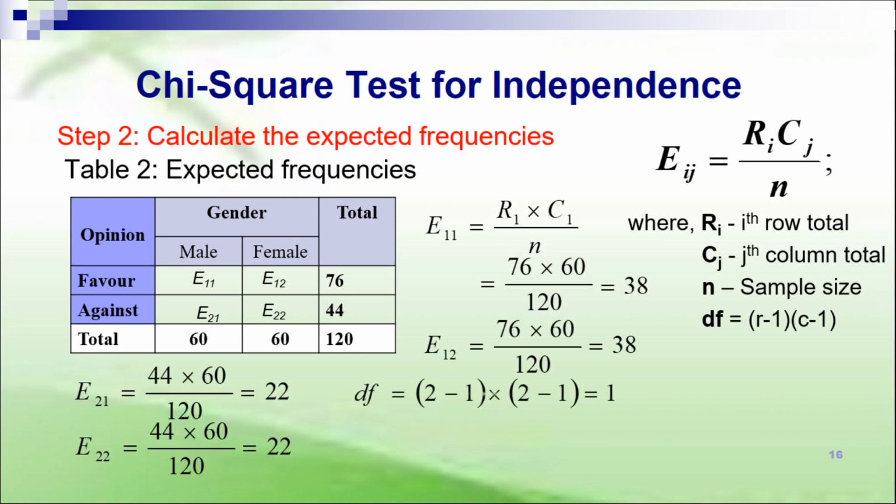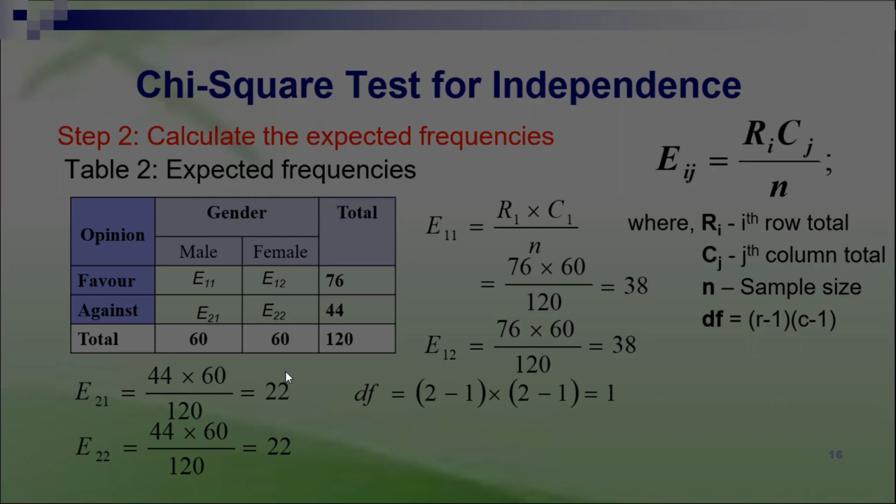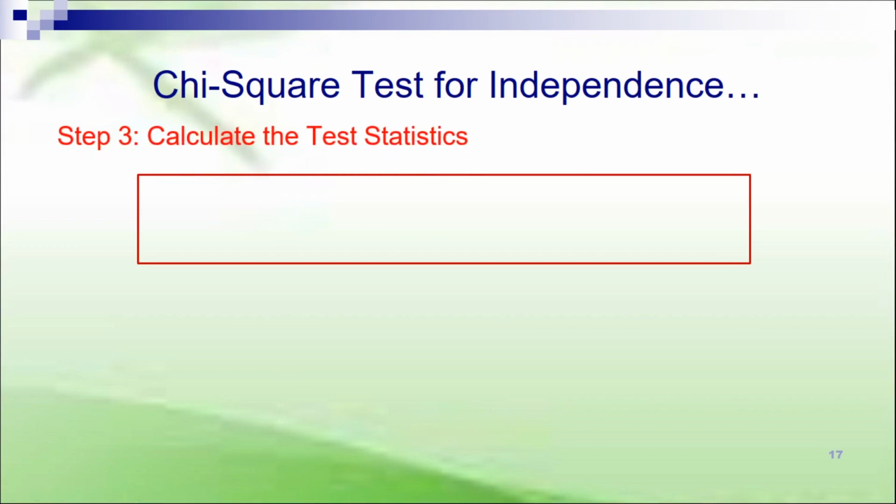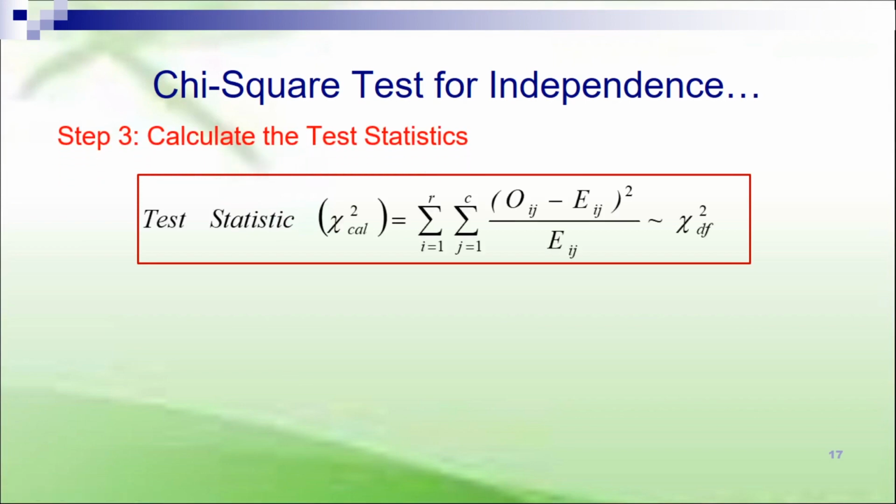Yes, all expected values are greater than 5, because E11 and E12 are 38, and E21 and E22 are 22. Therefore, all expected frequencies are greater than 5, and the condition is satisfied. Then we can apply the chi-square test for independence. As the third step, we need to calculate the test statistic.